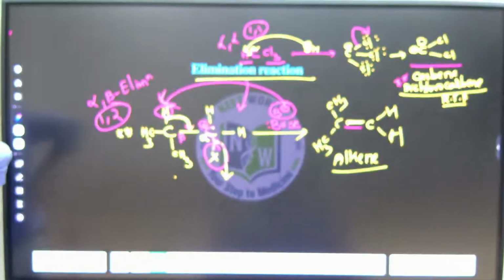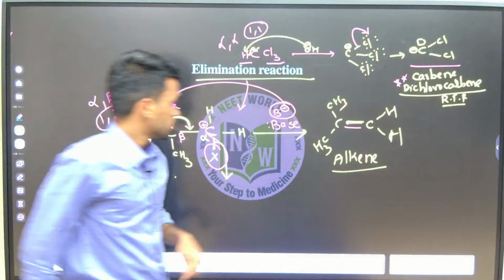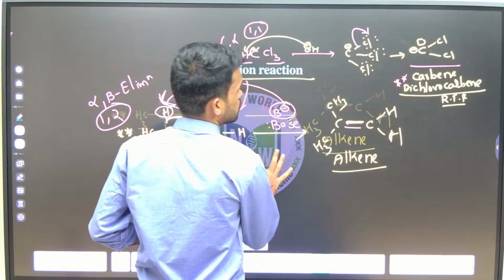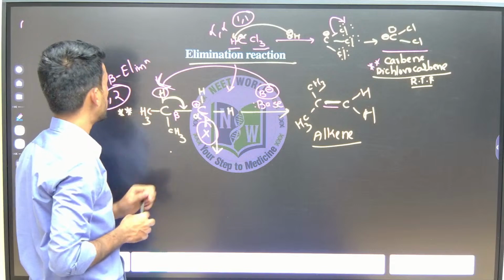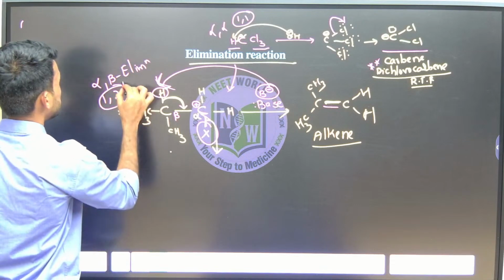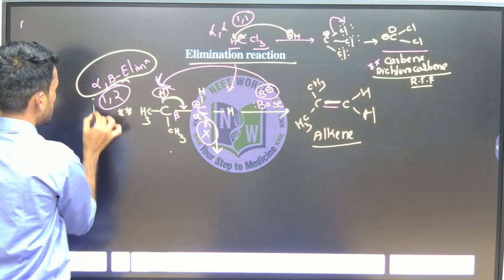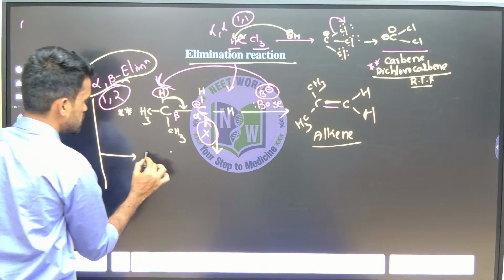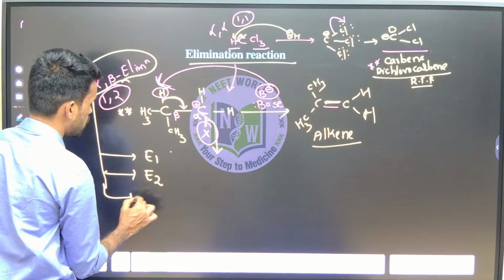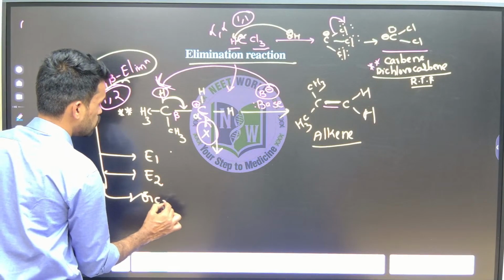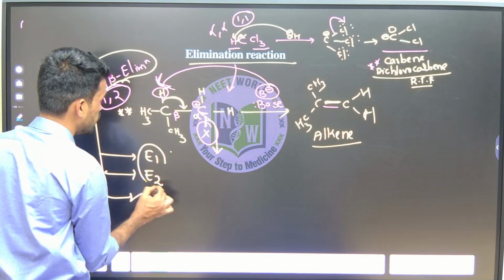Let me explain a few more things. You have learned about 1, 1 elimination and 1, 2 alpha beta elimination. Alpha beta elimination has further classification: E1 elimination, E2 elimination, and one more called E1CB elimination. Let us first understand E1 and E2.